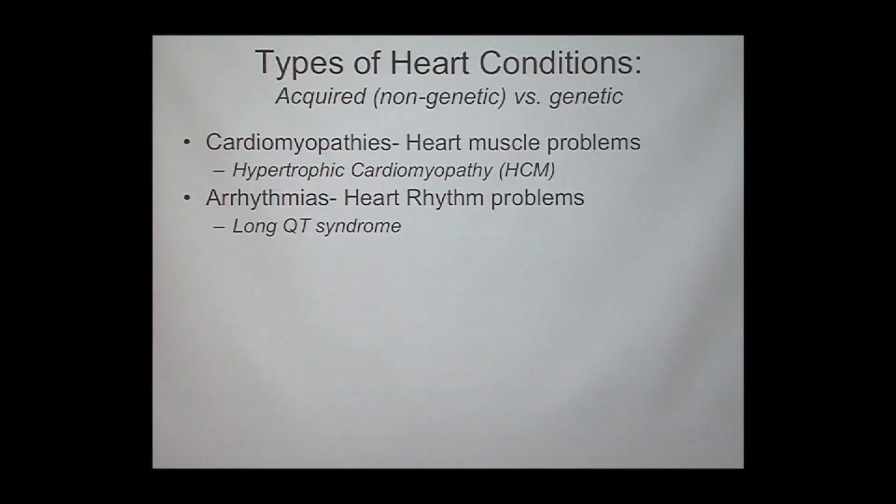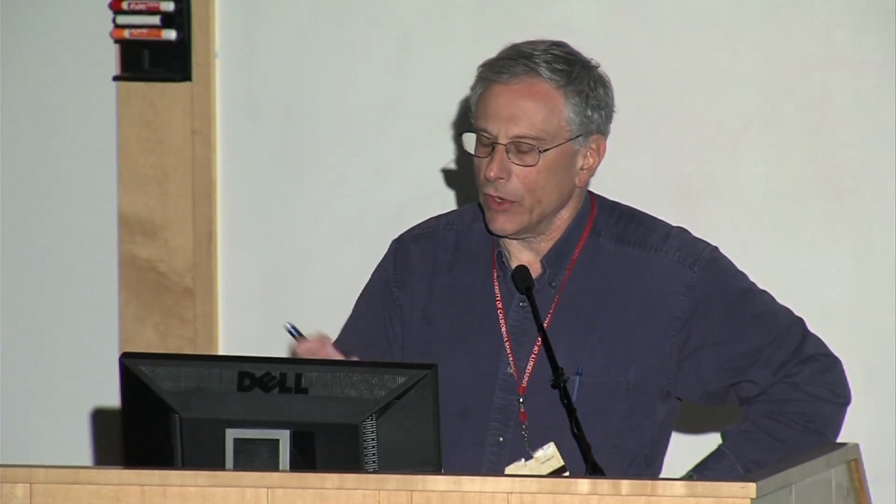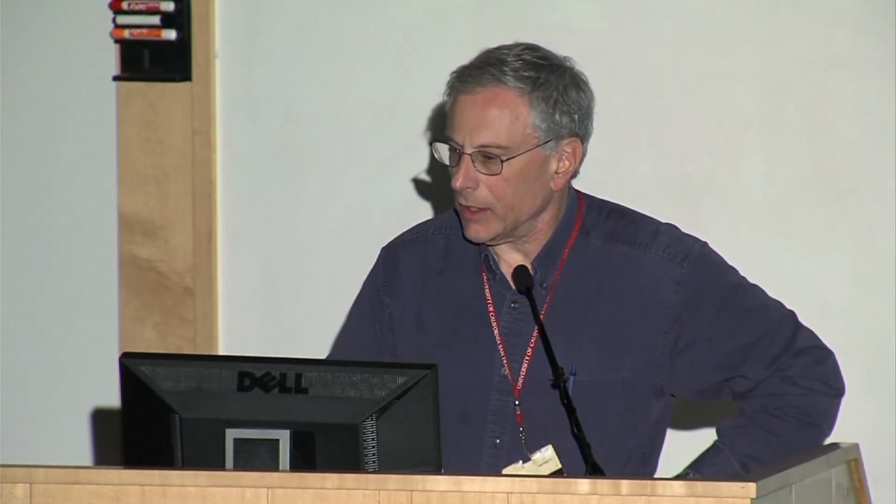You can have arrhythmias. We know that you can get acquired arrhythmias from, for example, electrolyte imbalances of various kinds, or from certain kinds of drugs that can induce abnormal heart rhythms. But we also have genetic forms of arrhythmia, such as the long QT syndrome, which we'll be talking about in a minute, where there's a defect in the gates or channels that allow ions like potassium or sodium to flow in and out of heart muscle cells.